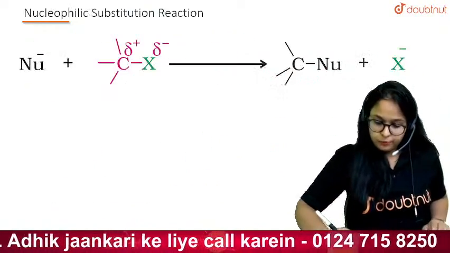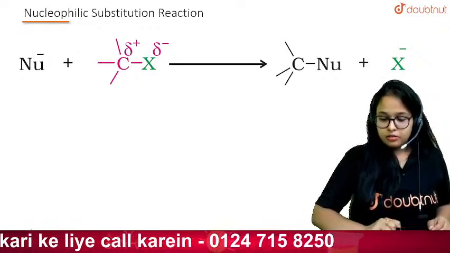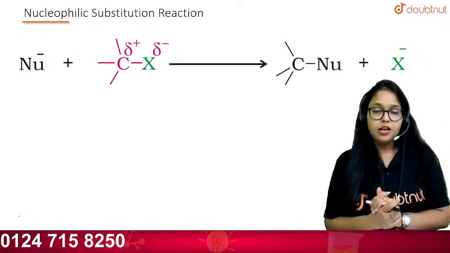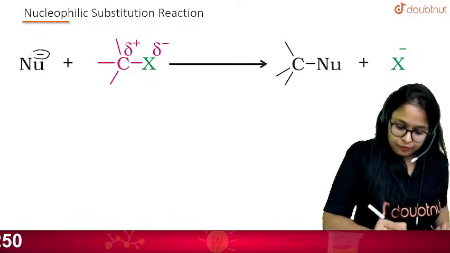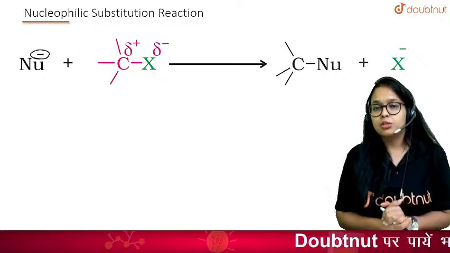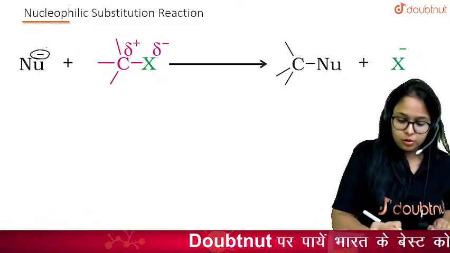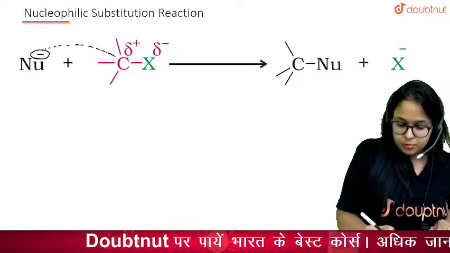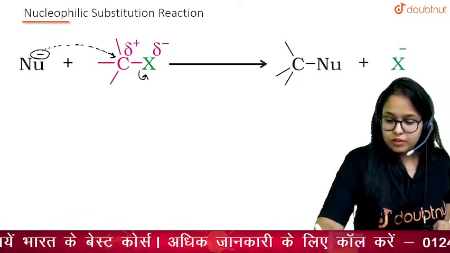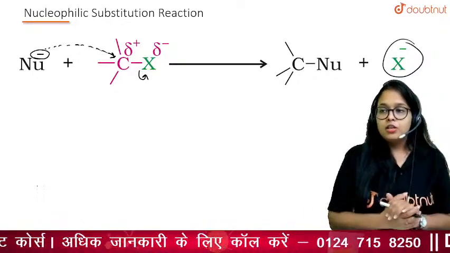Okay, so this has been taken from your NCERT book. Now you'll completely understand. Nucleophile has a negative charge, carbon has a positive charge. There is attraction between positive and negative. Nucleophile attacks, a new bond between carbon and nucleophile is formed. X is removed in the form of X minus, right? So this is the way.